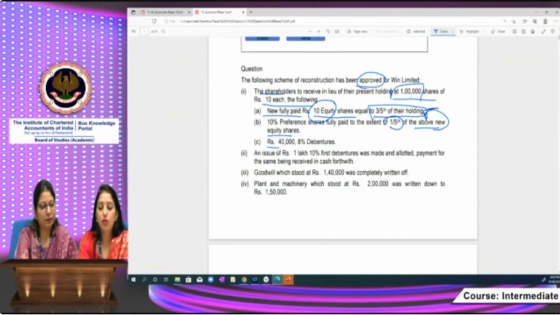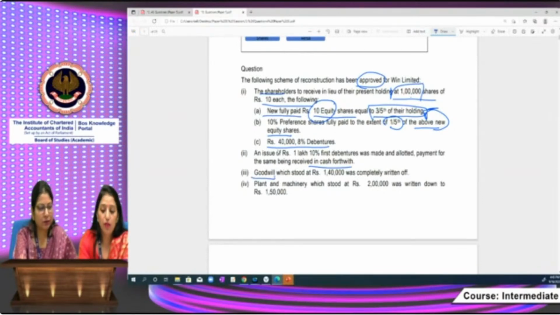And 40,000 8% debentures will be issued. This is given to us, so no need of calculating it further. An issue of rupees 1 lakh, 10% first debentures was made and allotted, with payment received in cash. This is a fresh issue of debentures, so there is no problem. We can just pass the entry for raising of debentures.